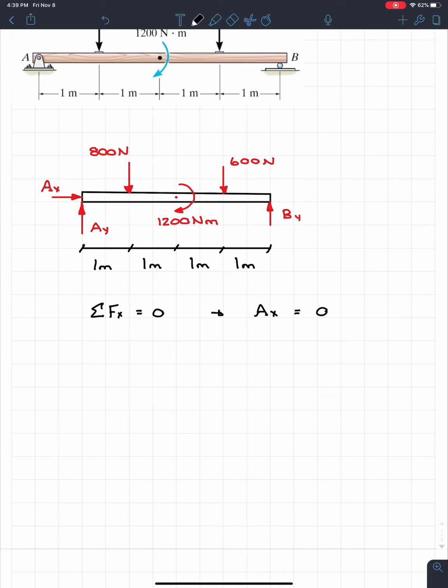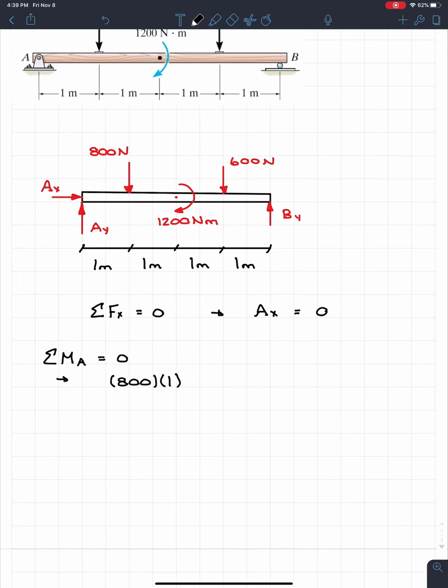Again, it's very trivial for these types of questions, but it's very important to figure it out and make sure. For the pin, I always like to take the moment about it because it gets right to my reaction. So if I take the sum of the moments about A equal to 0, I'm going to get a nice long equation because there's a lot going on in this beam, and we got 800 newtons. So I'm going to put 800, and it acts at a distance of 1 meter.